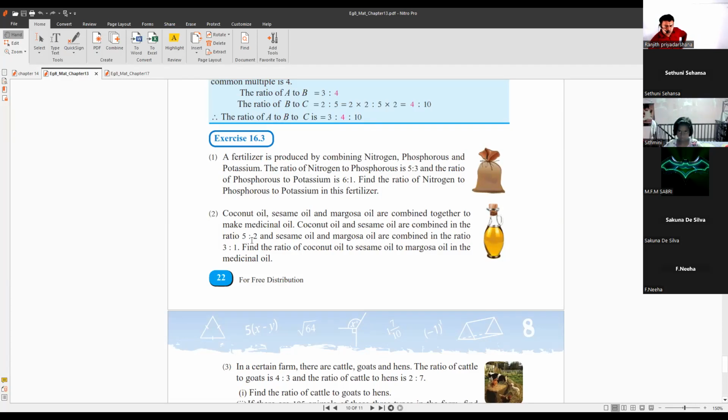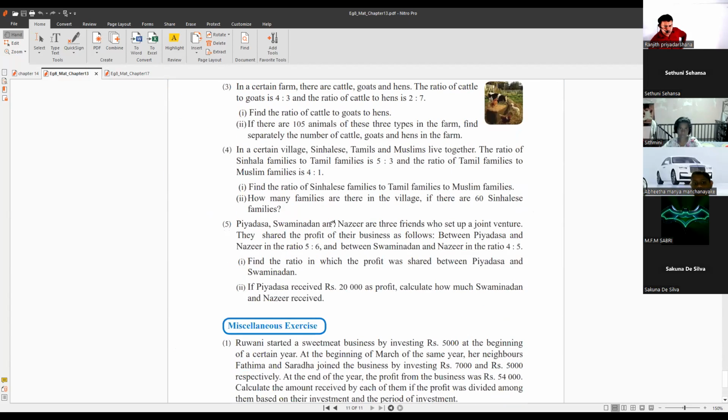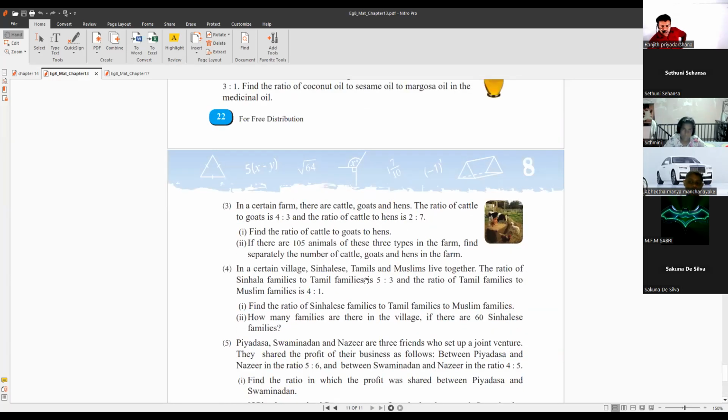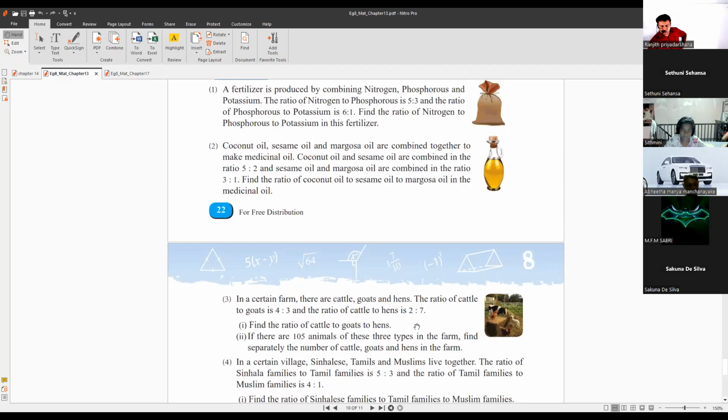Coconut oil and sesame oil are combined in the ratio of 5 to 2, and sesame oil and margosa oil are combined in the ratio of 3 to 1. Find the ratio of coconut oil to sesame oil to margosa oil in the medicinal oil. Here we have to get the equivalent ratios, and finally do some calculations associated with that.